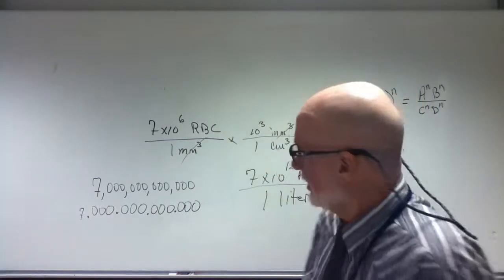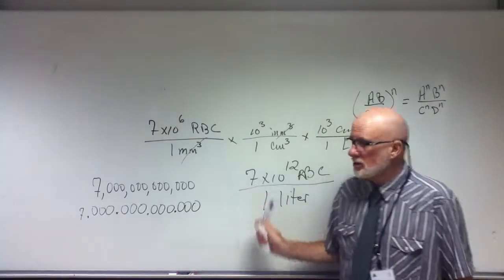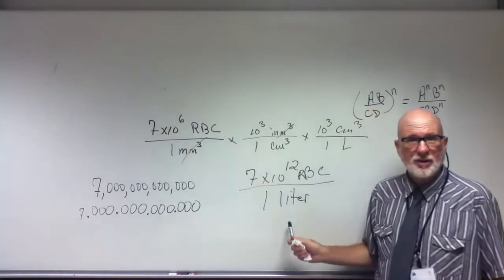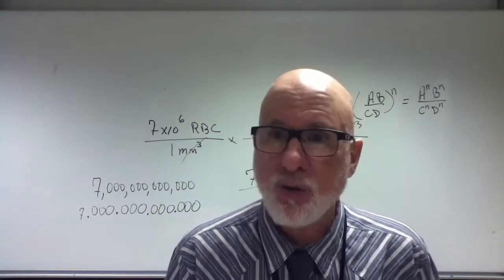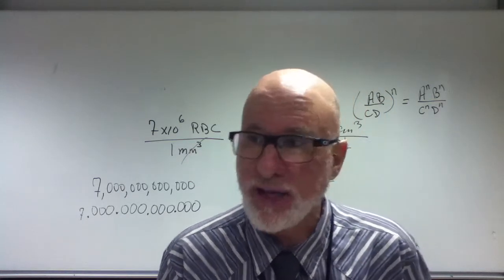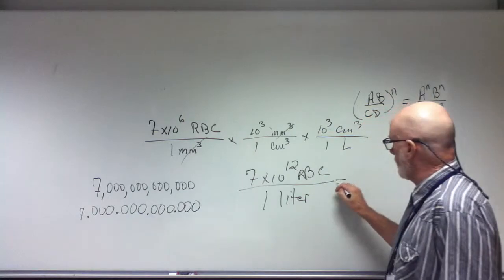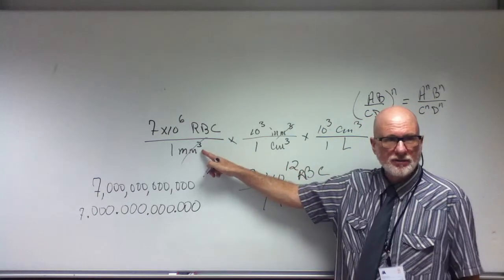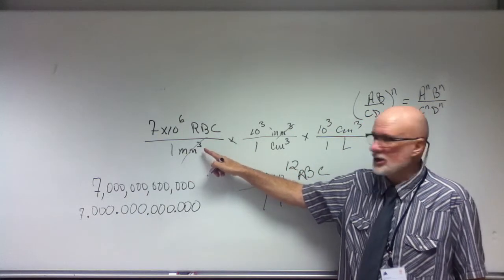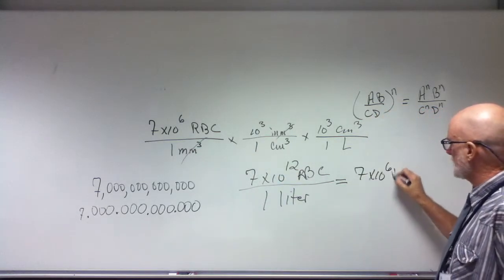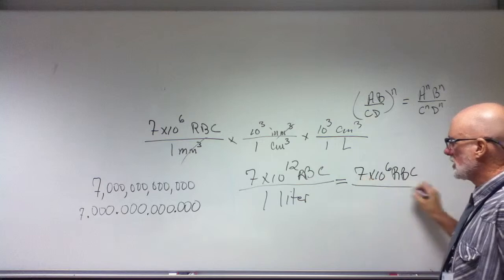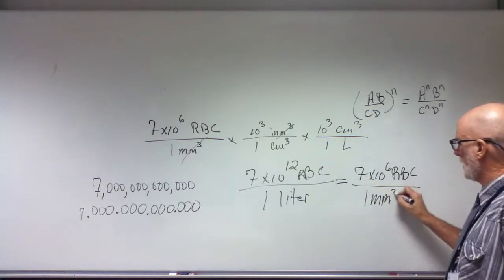So do we understand what we're doing? Remember to go back and figure out what you're doing. You're saying to yourself that this ratio equals the original ratio. 7 times 10 to the 6th red blood cells per 1 cubic millimeter.